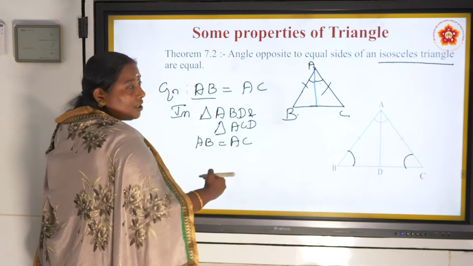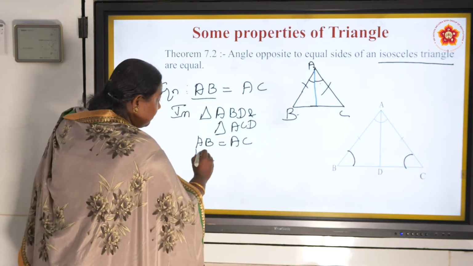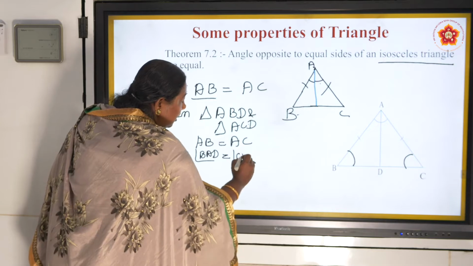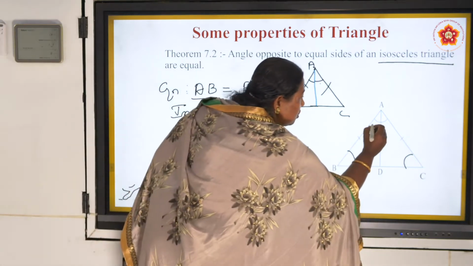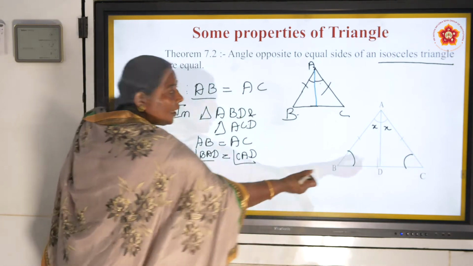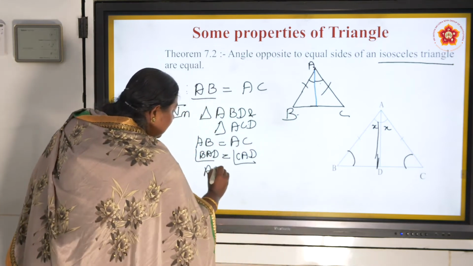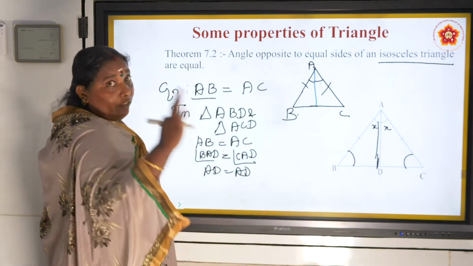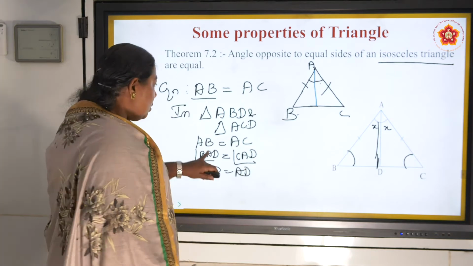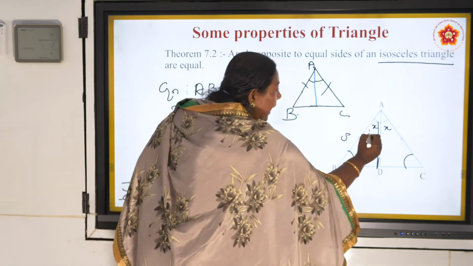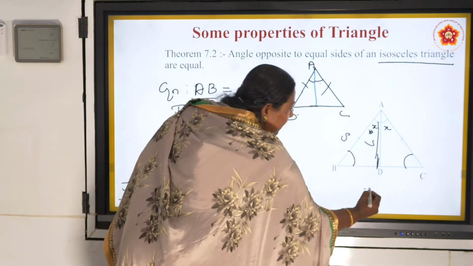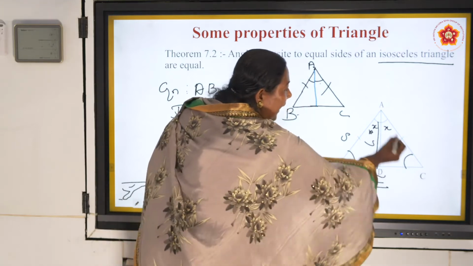As per my construction, angle BAD is equal to angle CAD. That means these two are the same. Next, here AD is common, so AD is equal to AD. So now I have three members to support me to tell that these two triangles are congruent. So by side angle side congruency, I am proving that triangle ABD is congruent to triangle ACD.